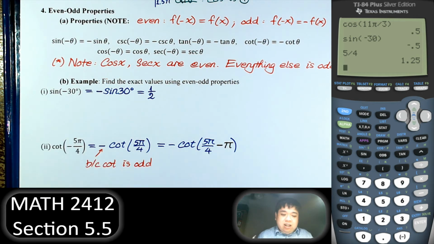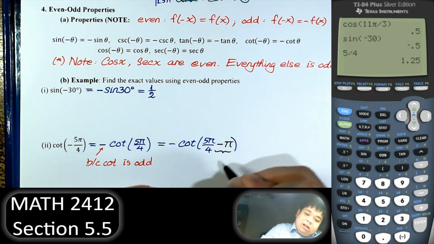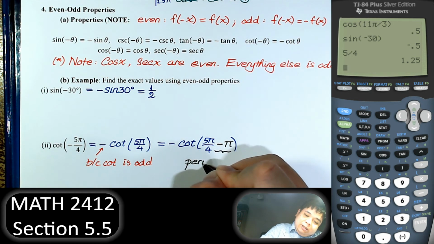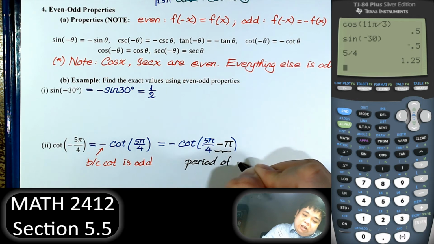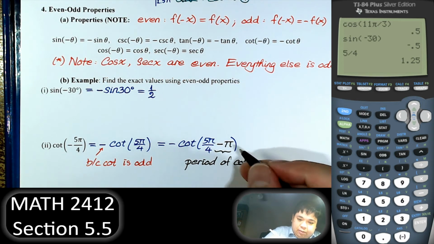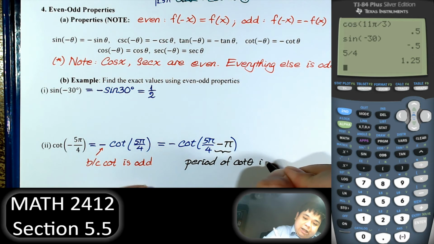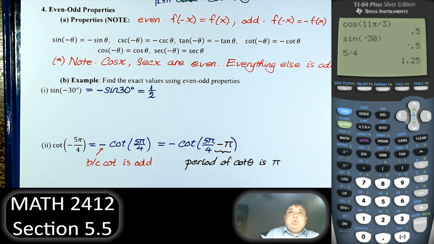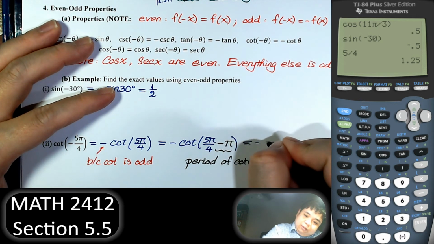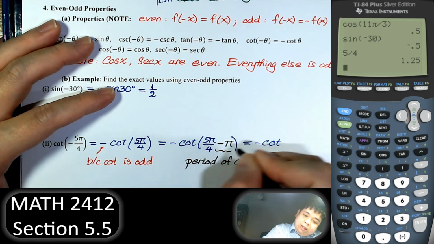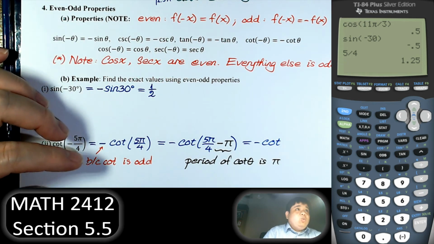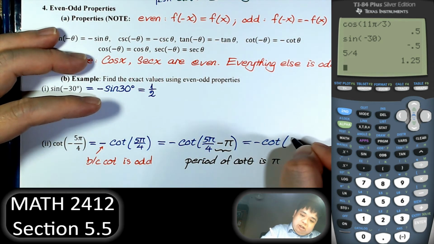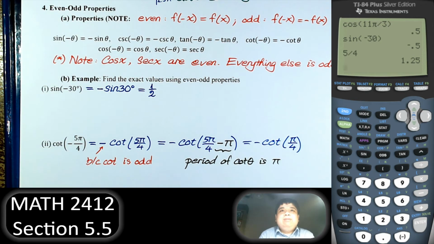Why can I write it like this? Simply because the period of cotangent is pi. So if we subtract a pi from it, the values will not change for sine, tangent and cotangent. 5 over 4 minus 1 is 0.25, which is just pi over 4. Nice enough, right?